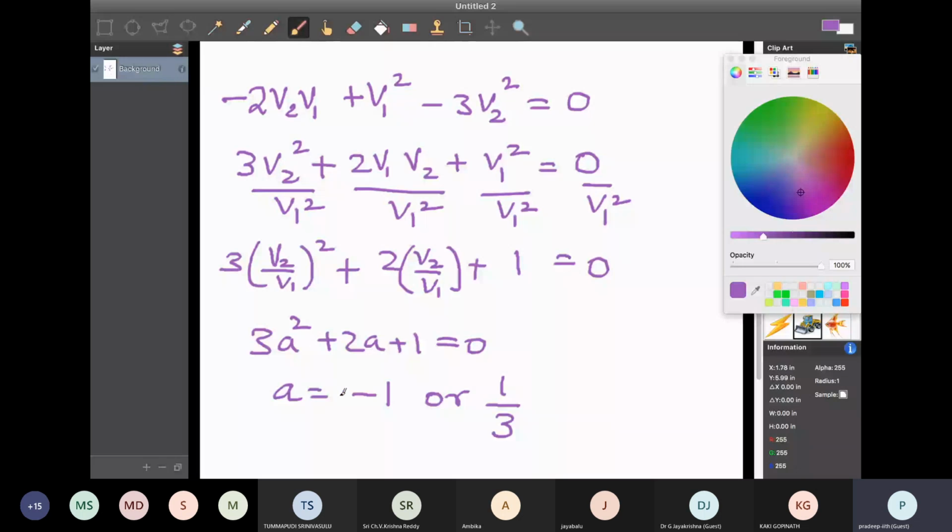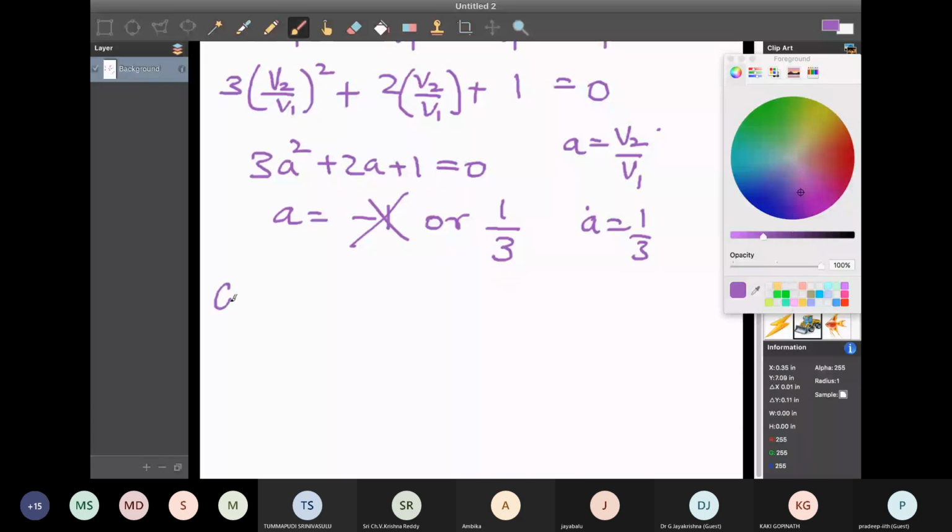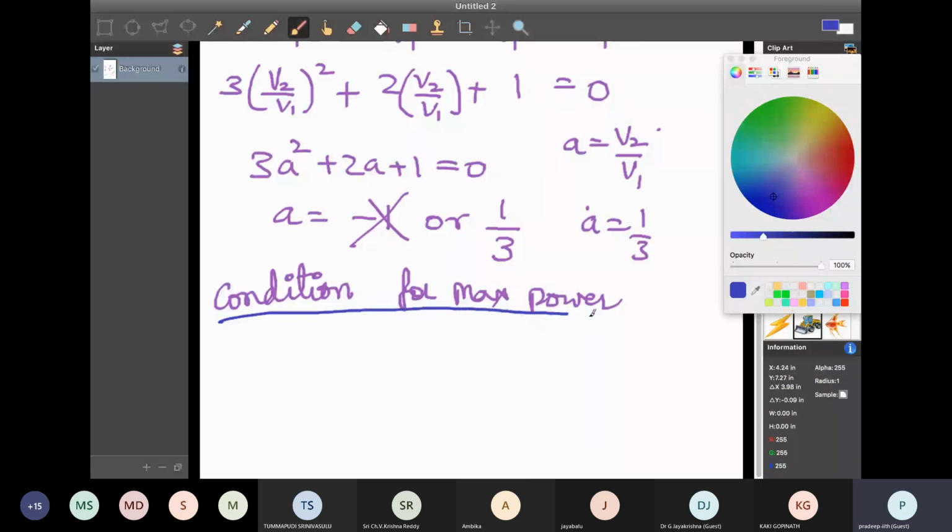Okay. So obviously -1 is not possible because a is V2 by V1. If a is -1, that means we are reversing the wind, which is not possible. So this answer is not valid. Therefore, a is 1 by 3. So what is the condition for maximum power? This is basically MPPT. The condition for maximum power is that V2 by V1 should be 1/3.